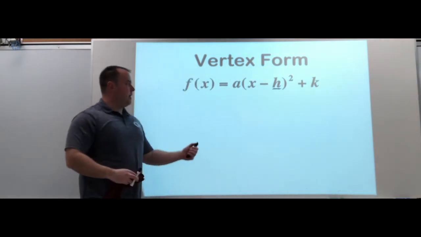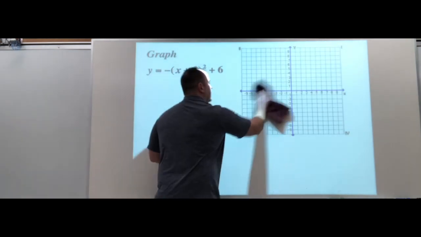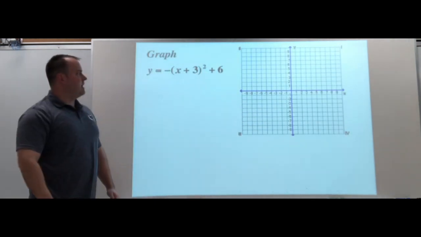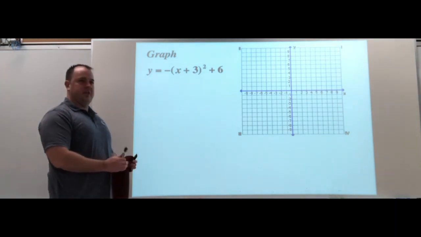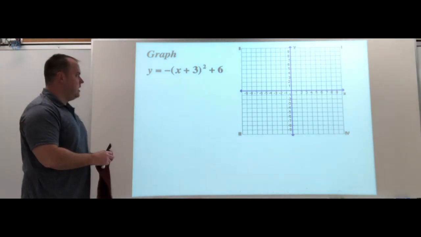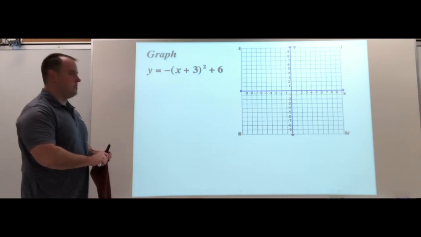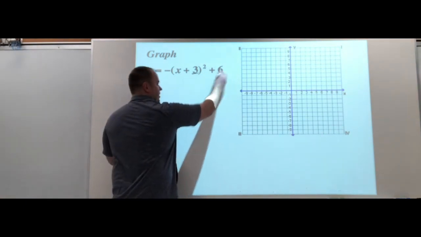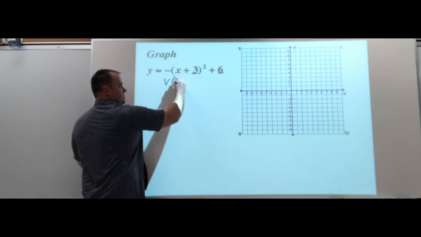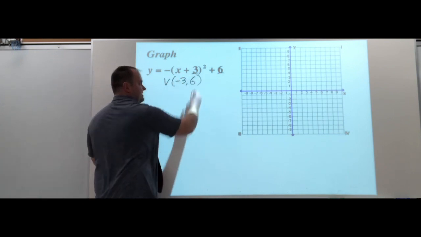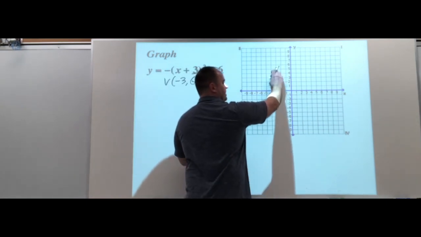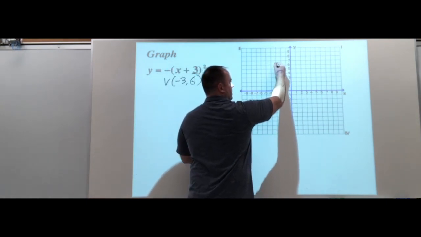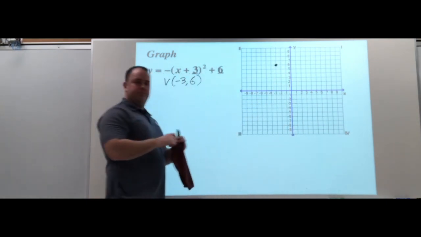Now going through the example, here we have y equals -(x plus 3) squared plus 6. We're going to start the same as standard form. We're going to take that equation and find our vertex. There's our h, there's our k. So our vertex is -3, 6. That's going to be our starting point, -3, 6. And there's the first point of our graph.